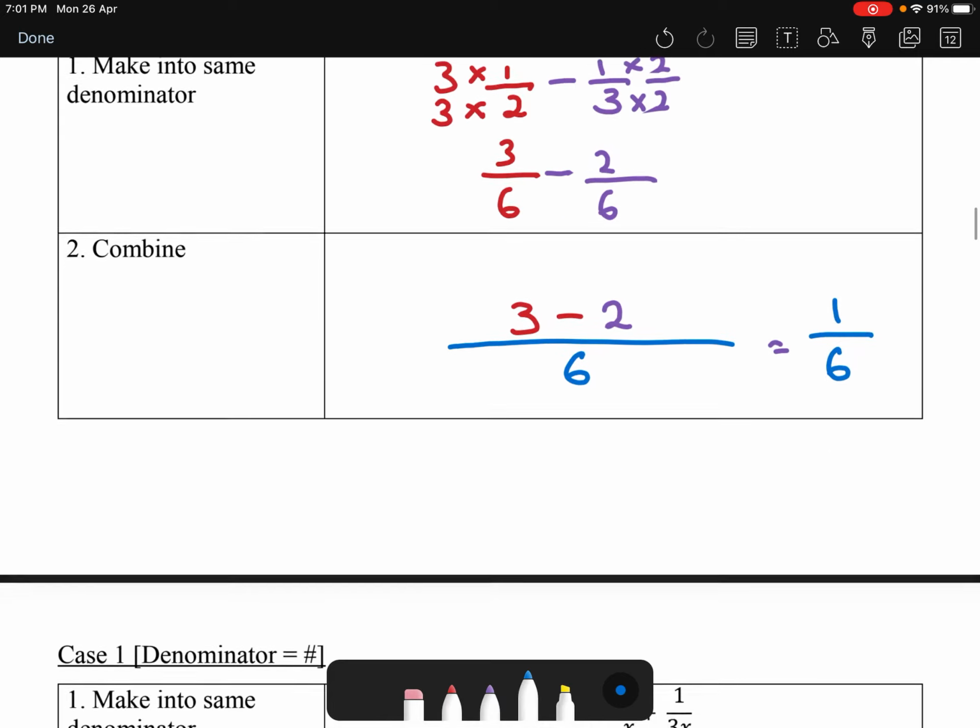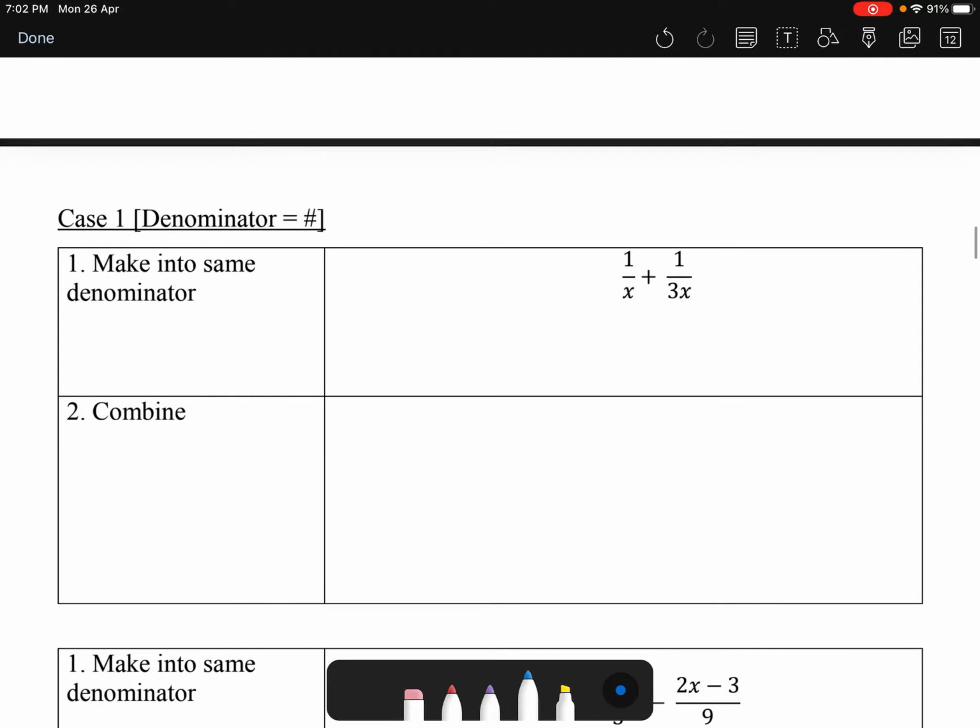But what if we are dealing with algebra, with fractions like this? For case 1, we are dealing with this type of algebraic fraction, but it's still the same rationale. The idea to simplify this type of fraction, adding two fractions, is the same as what we do without any algebra. You look at the first term, which is 1 over x, and the second term, which is 1 over 3x. First of all, you must make them into the same denominator.